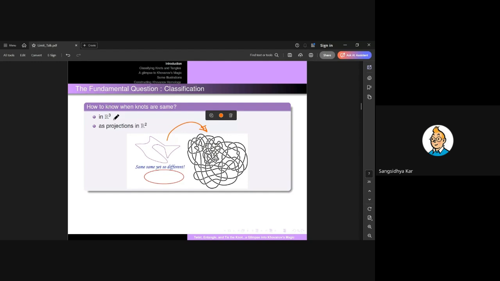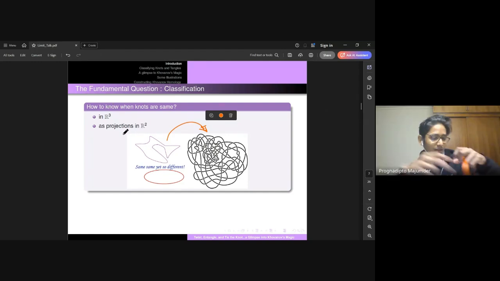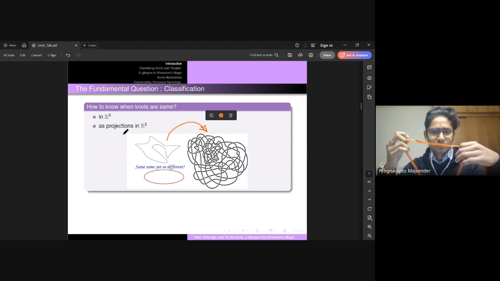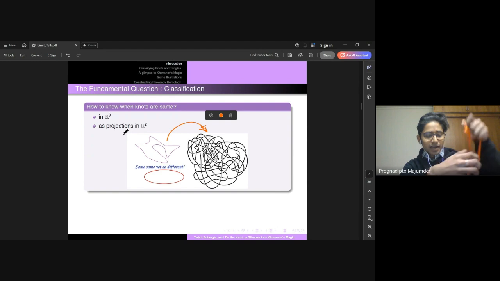Brother, can you please repeat this part? That point, you have not shrunken that to a point. Yeah, sure. So can you see this? Yes, you can see this. Okay. Yes. So now look at this.